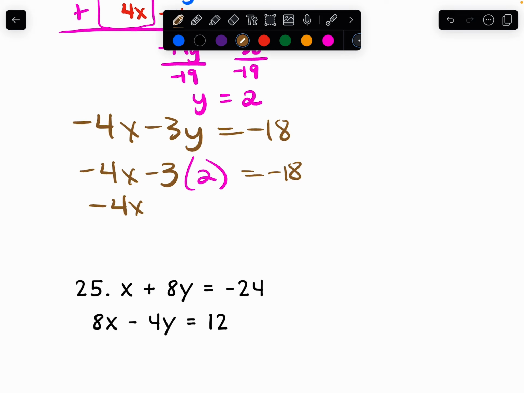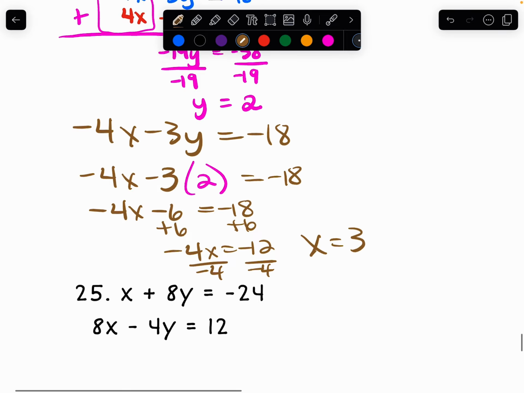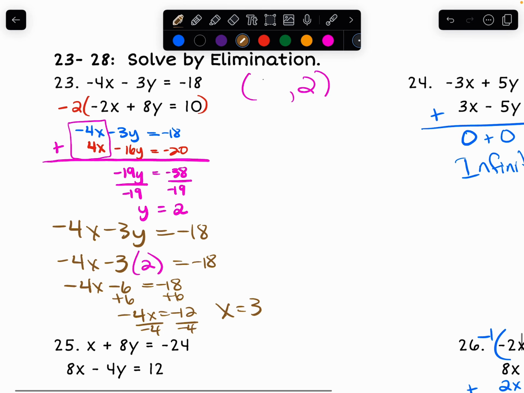So negative 4x minus 6 equals negative 18. I'm going to add 6 to both sides. Negative 4x equals negative 12. Divide by negative 4 on both sides and get x equals 3. Okay? So x equals 3. The solution to that is the point (3, 2).